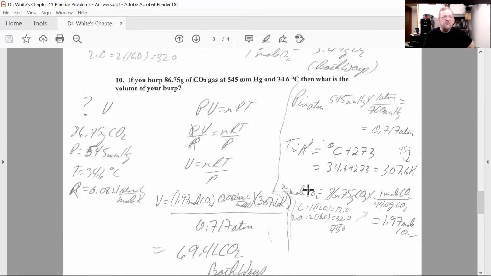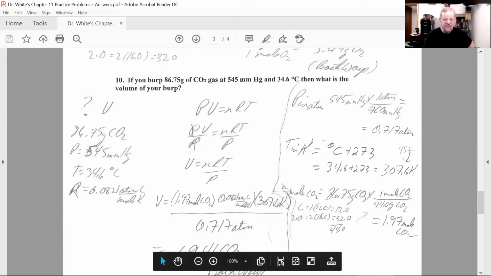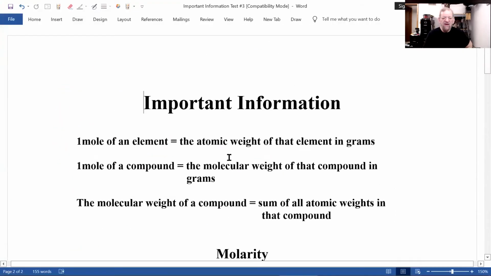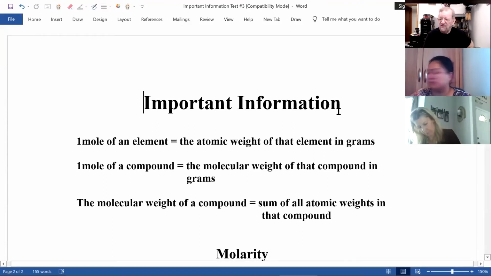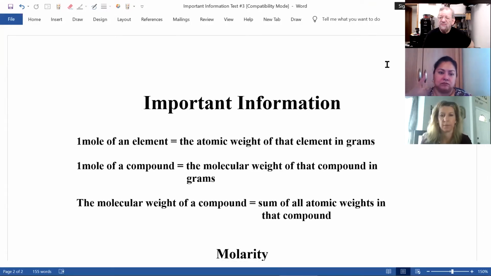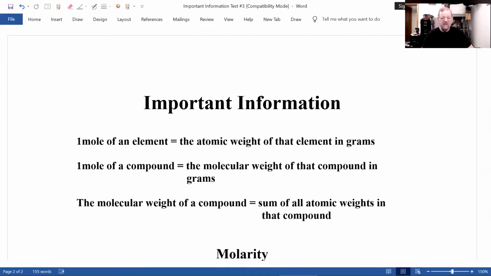Finally, n is moles. And we want moles of CO2, but we're given grams. How do we go from grams to moles? Use your good buddy, your good friend, unit analysis. Moles go on top, grams go underneath. Where do you get this ratio? If you notice, important information, test number 3. Everybody see the important information on there? Thank you. 1 mole of a compound equals the molecular weight in grams, and the molecular weight of a compound is the sum of all atomic weights.